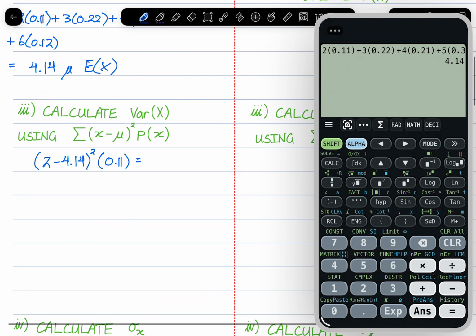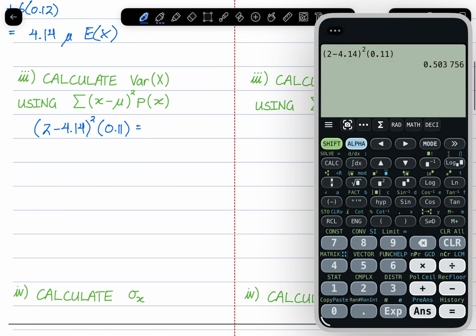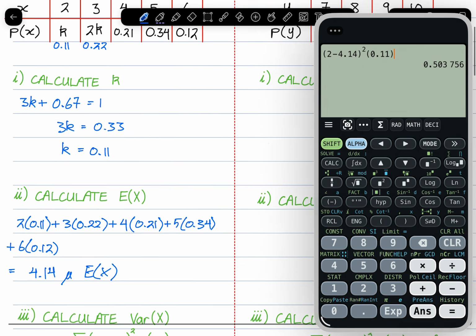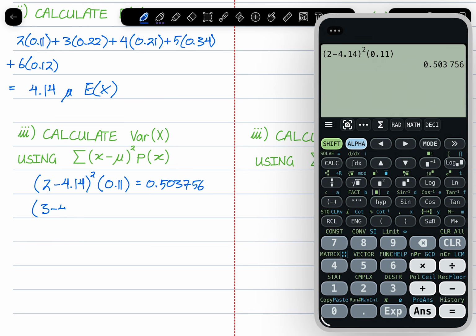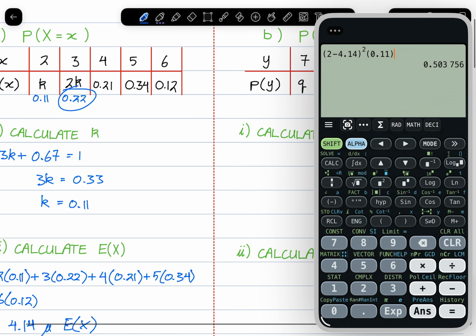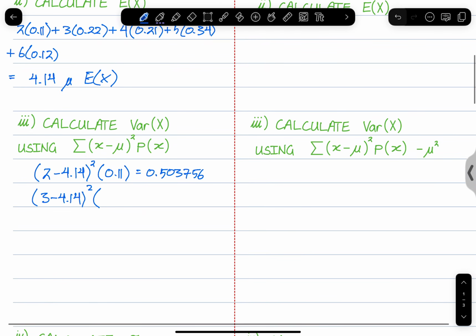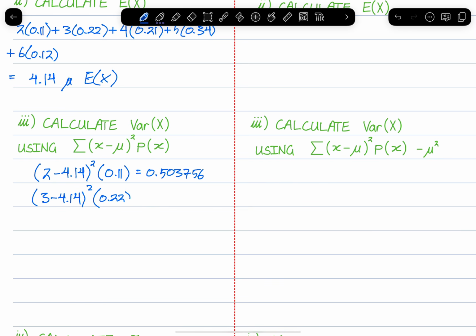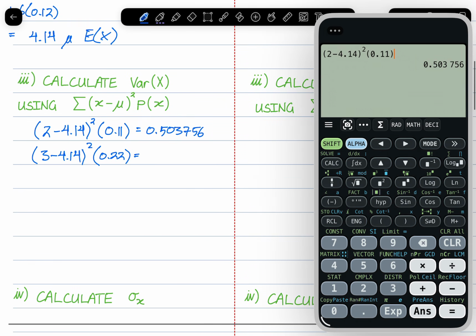Okay, so I'm going to do this here. 2 minus 4.14, square it, and times that by 0.11. That gets me 0.503756. I'm going to repeat this for the next value, which was 3. So 3 minus 4.14, square it and multiply that by its corresponding probability of 0.22. Calculator that one again.